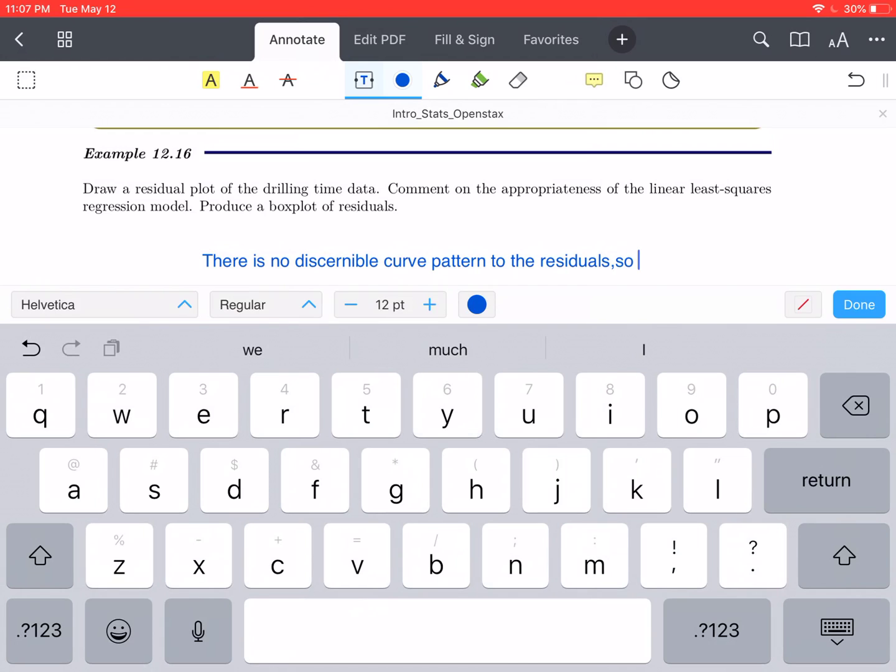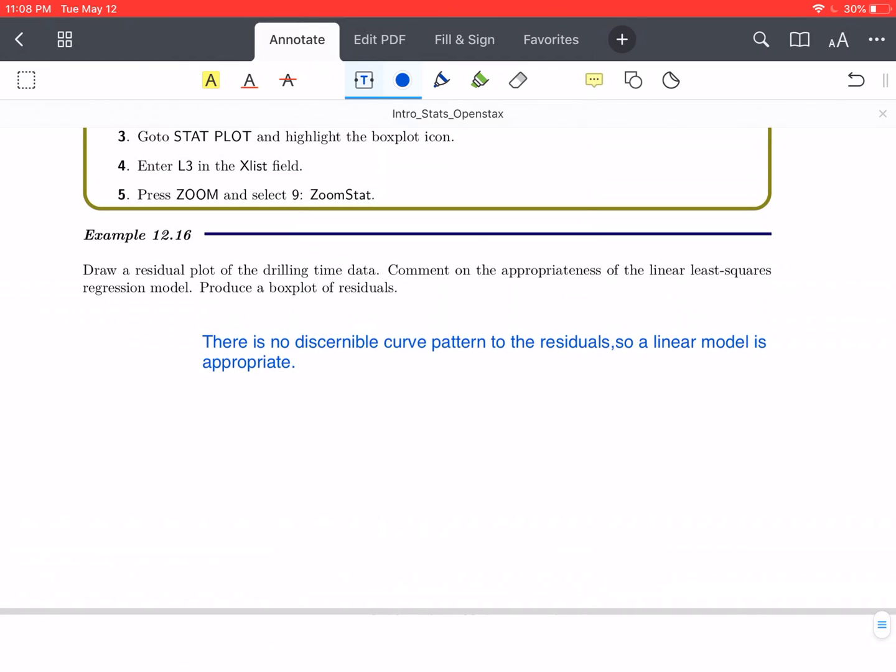So a linear model is appropriate. Okay, so it turns out that we were doing the right thing using our linear model before.